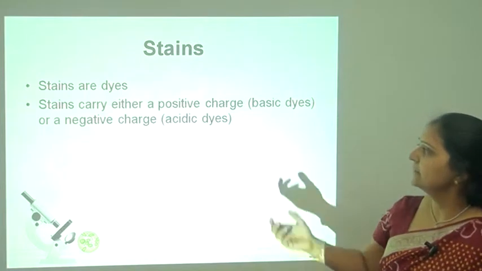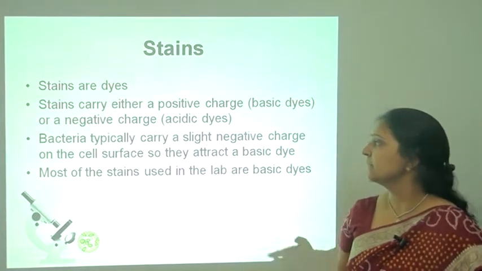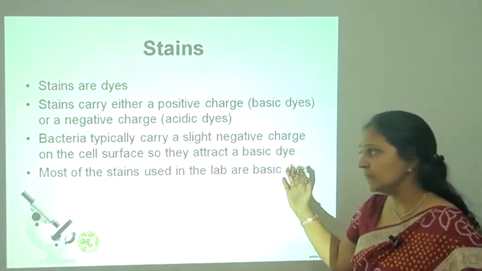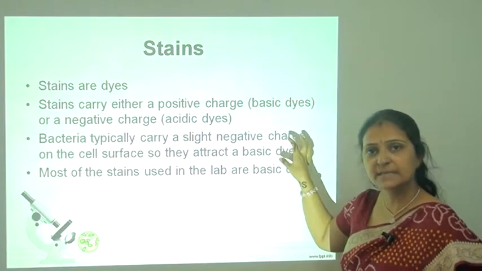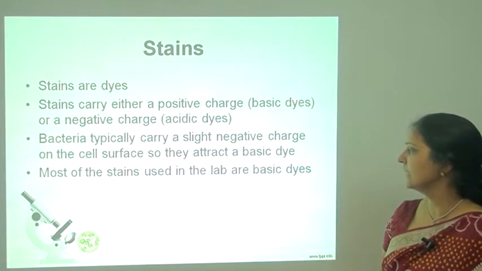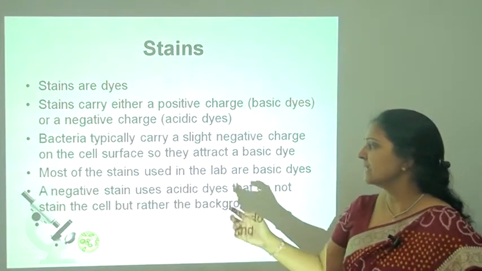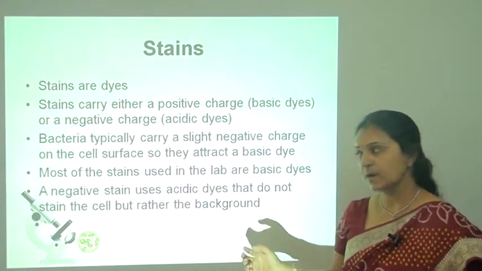Now, stains are dyes. The stains carry either a positive charge or a negative charge. Bacteria typically carry a slight negative charge on the cell surface, so they attract a basic dye. So generally, basic stain is used in simple laboratories. Most of the stains used in the lab are basic dyes. A negative stain uses acidic dyes that do not stain the cell but rather the background.